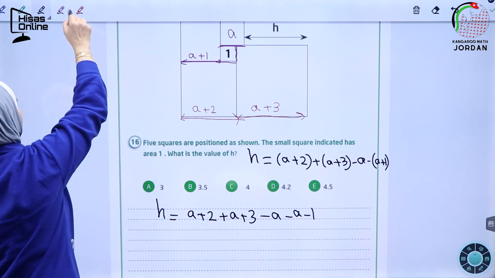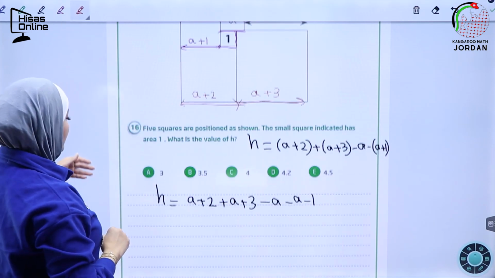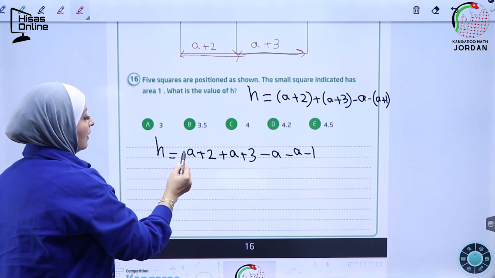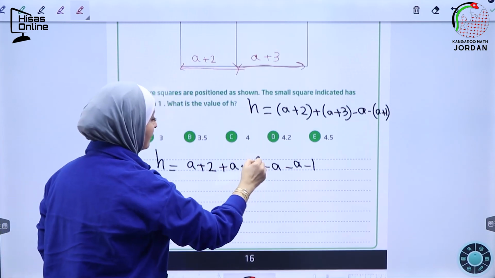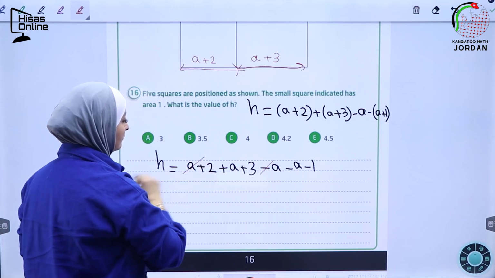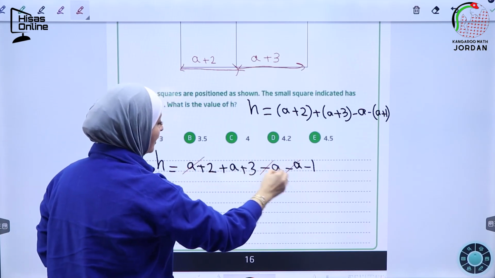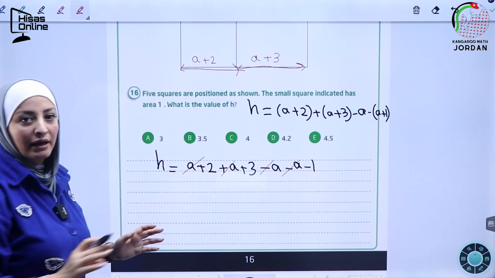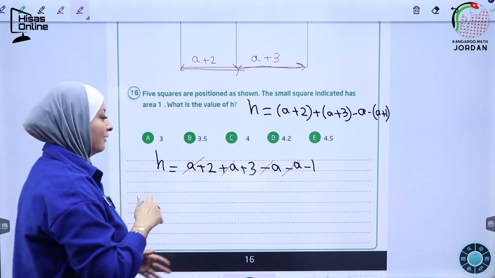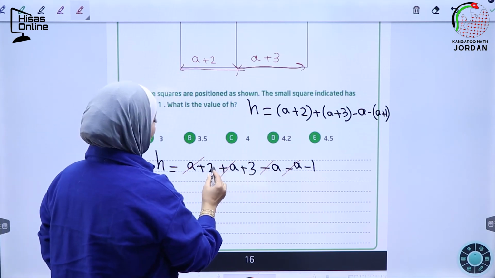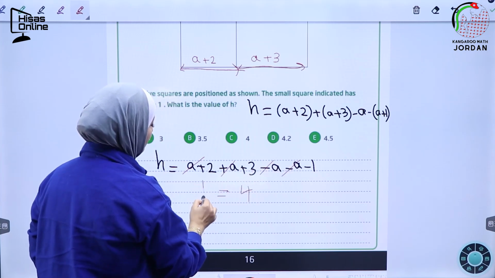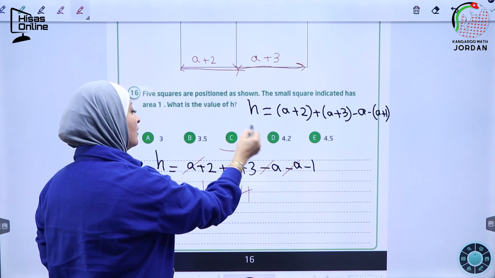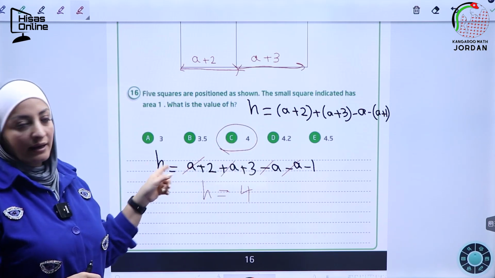Good job. Let's see how we can deal with this. This is a positive A and this is a negative A, so they cancel each other. And also here we have a negative A and a positive A, so all the A's are gone with the wind. And now 2 plus 3 is 5, minus 1 equals 4. So that means h equals 4. You will choose option C.